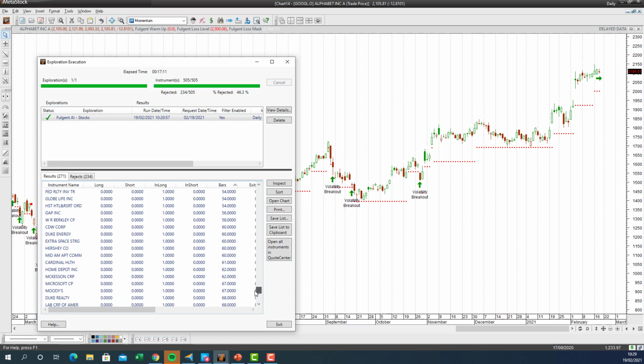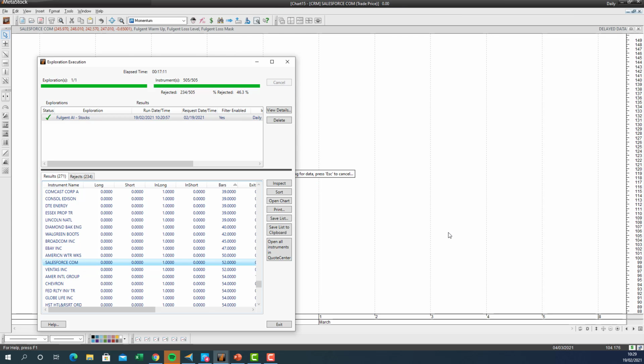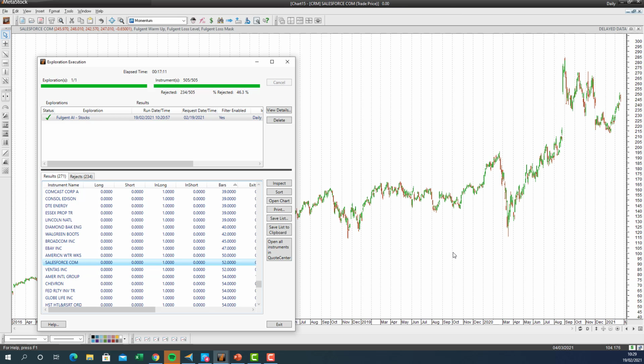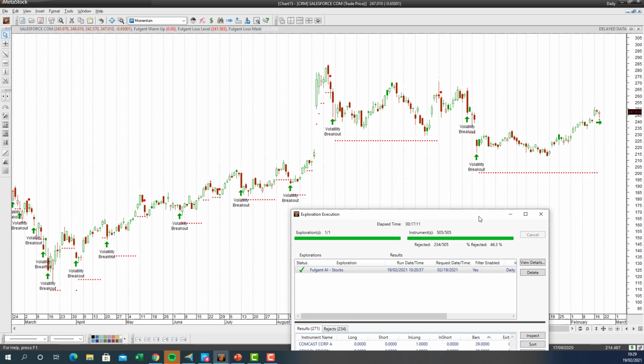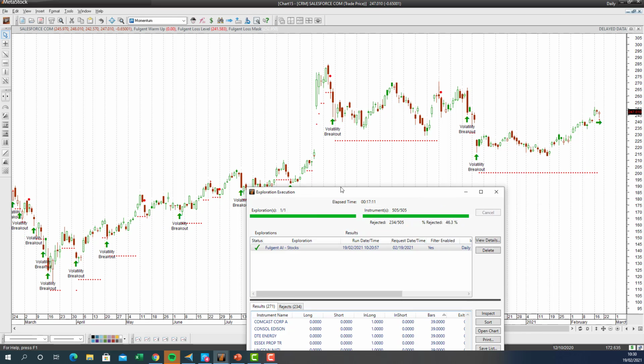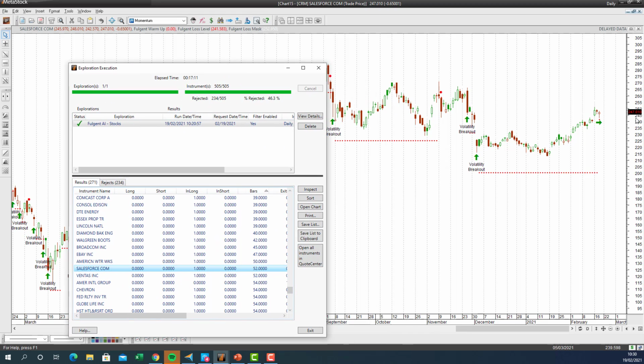Let's just see if there's any other interesting ones. Salesforce.com is another one that's also interesting. Also a name that's very popular. Volatility breakouts. We captured quite a lot of move in that one. You can see here back in April, March, a lot of trades got you in, got you out after the big gap up, and now it's moving sideways. So that's been doing pretty well from an artificial intelligence trading perspective.